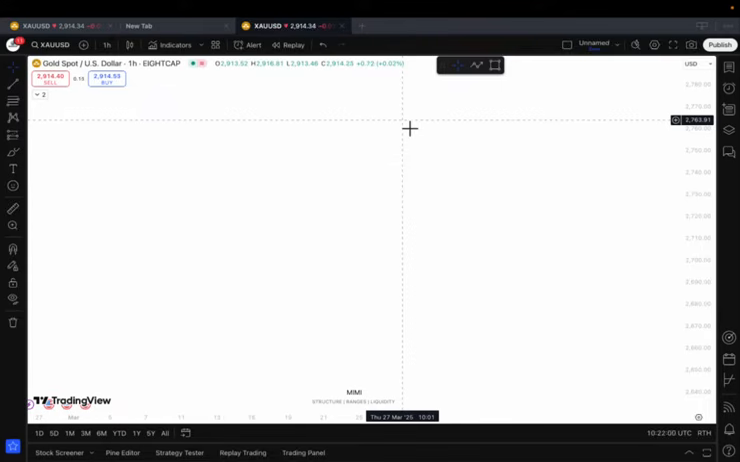Now liquidity will be on Saturday. So what is range?